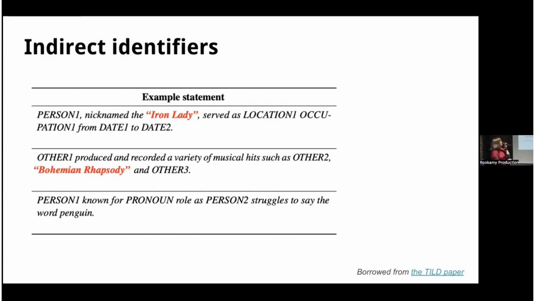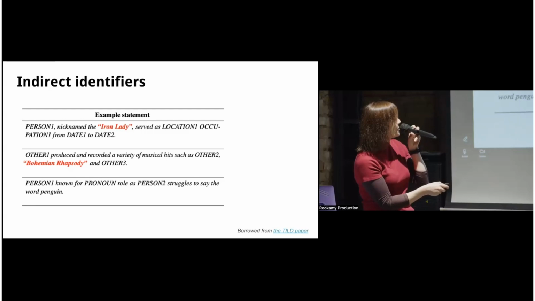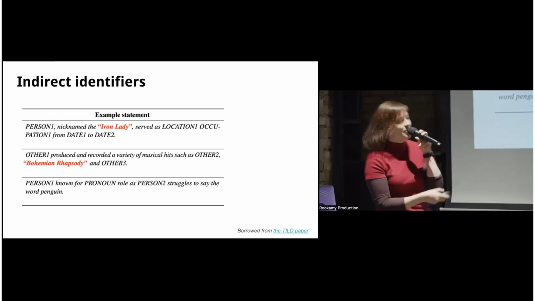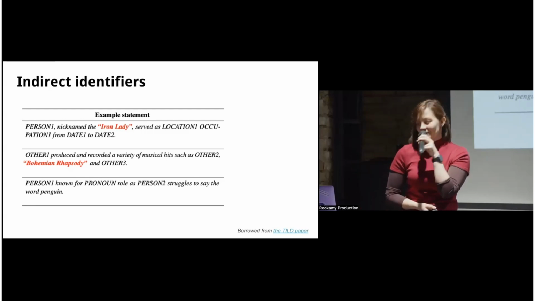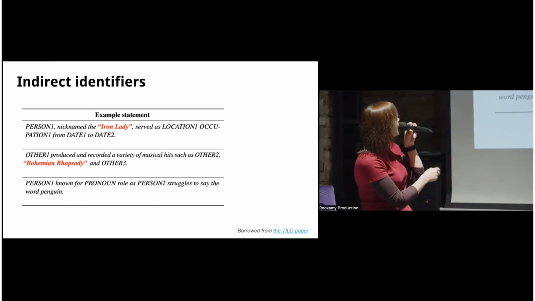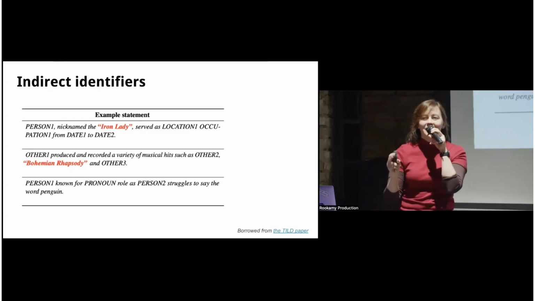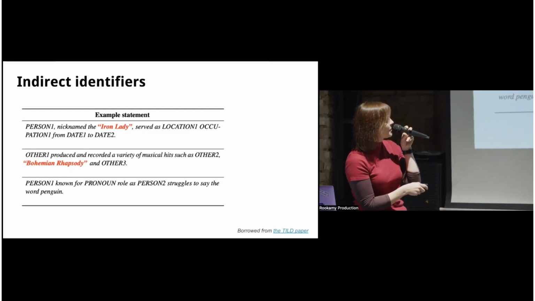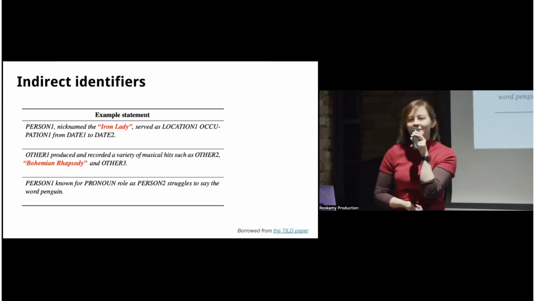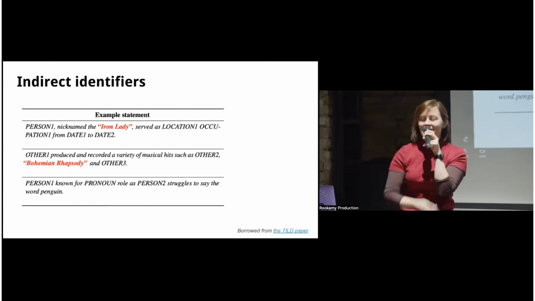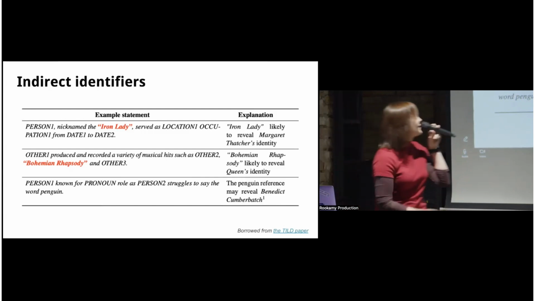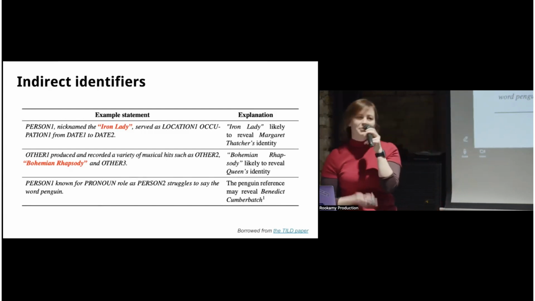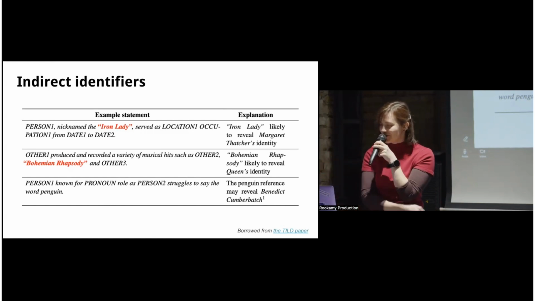Margaret Thatcher, right. Then the other one produced and recorded a variety of musical hits, such as Other 2, Bohemian Rhapsody, and Other 3. Oh, Freddie Mercury would be the person, right? And here we have Other, Queen, right, correct. And the third one, this is the most complicated. Person 1, known for pronoun role, as person 2, struggles to say the word penguin. Benedict Cumberbatch, right. Great, yes, so these are the correct answers. Great audience, you know pop culture.